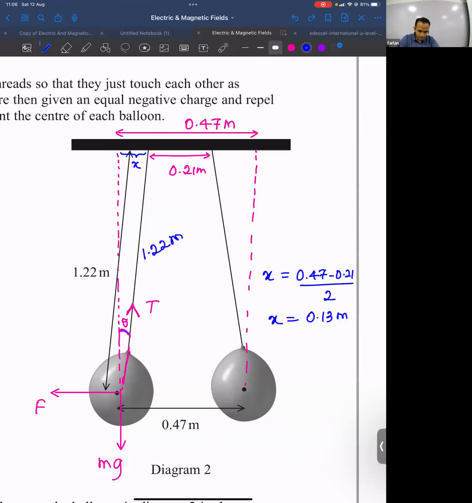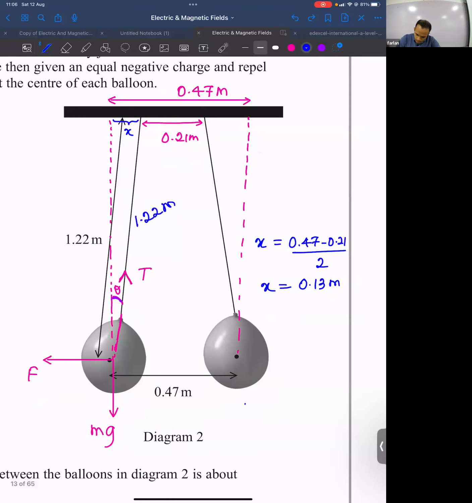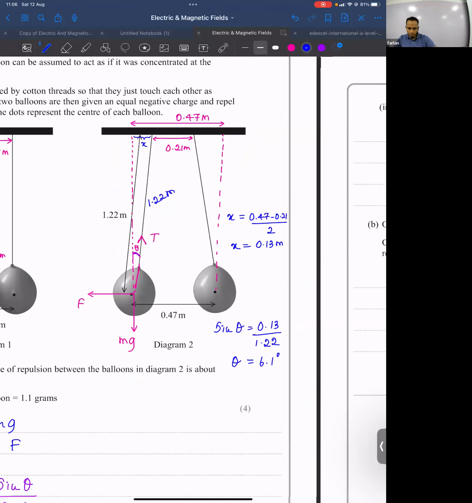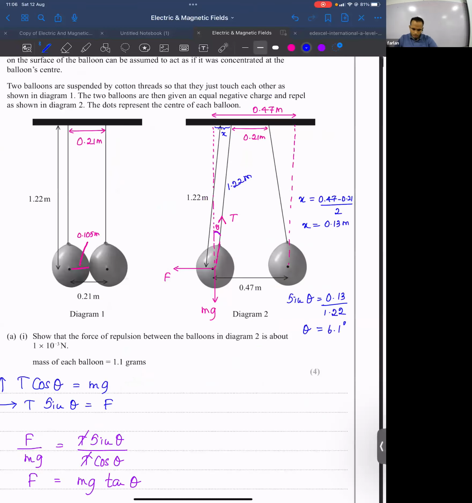Correct? So for this triangle, if I take sine theta, opposite over hypotenuse, sine theta is 0.13 over 1.22. So theta will be sine inverse of 0.13 over 1.22, which is 6.1 degrees. So now, coming back to F equals mg tan theta.